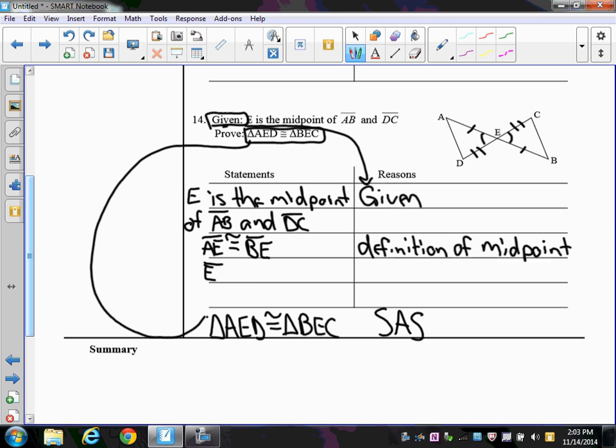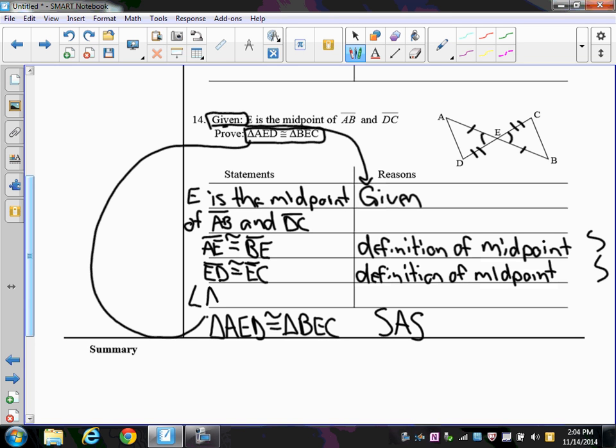We also know that segment ED is congruent to segment EC. Again, we were given we had a midpoint, so this is just the definition of midpoint. So whenever we're figuring this out, we should have a side, and we just need the included angle or the third side. Well, in our picture, we have the included angle.